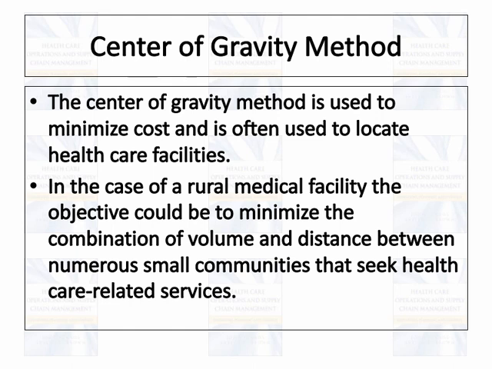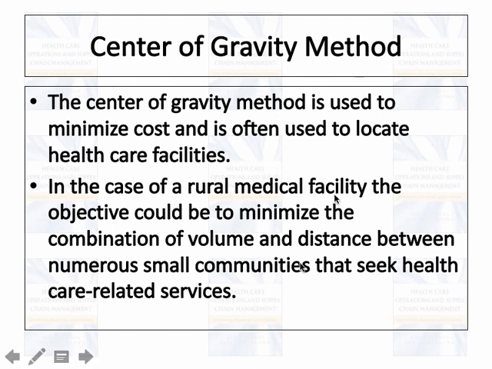The center of gravity method is used to minimize cost and is often used to locate healthcare facilities. So for the location of healthcare facilities, the center of gravity method is a way to minimize total cost. So how can we locate healthcare facilities where we only care about the total cost?